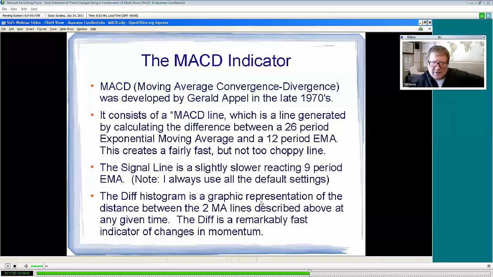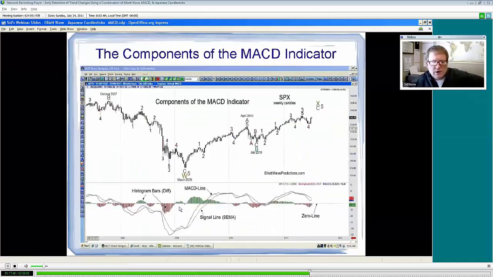The diff histogram is a graphic representation of the distance between the two moving average lines at any given time. The diff is a remarkably fast indicator of changes in momentum. So here are the components of a MACD indicator. The blue line on my charts is always the MACD line. It's the faster of the two lines. So you can see that when this really started to move up, it moved faster to the upside than the red line. It was slower. The red line is the signal line, or the EMA.